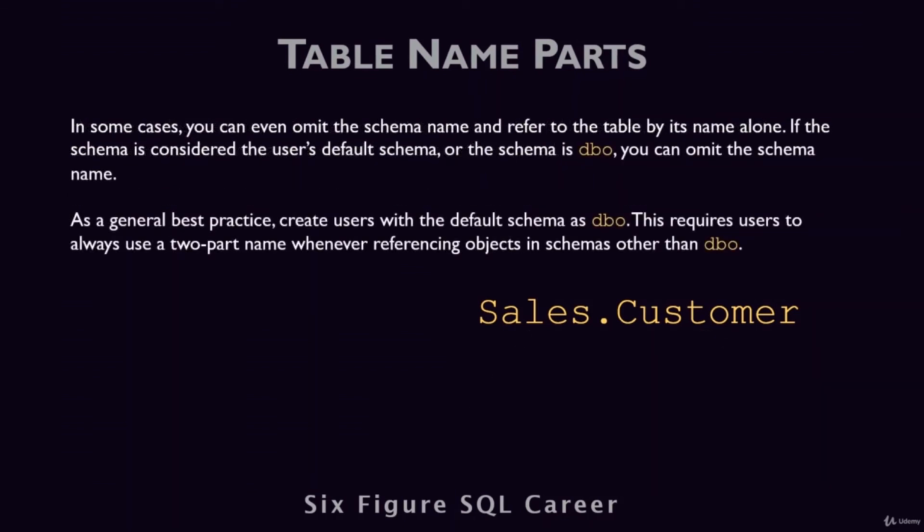In some cases, you can even omit the schema name and refer to the table by its name alone. If the schema is considered the user's default schema, or the schema is DBO, you can omit the schema name. As a general best practice, create users with the default schema as DBO. This requires users to always use a two-part name whenever referencing objects in schemas other than DBO.